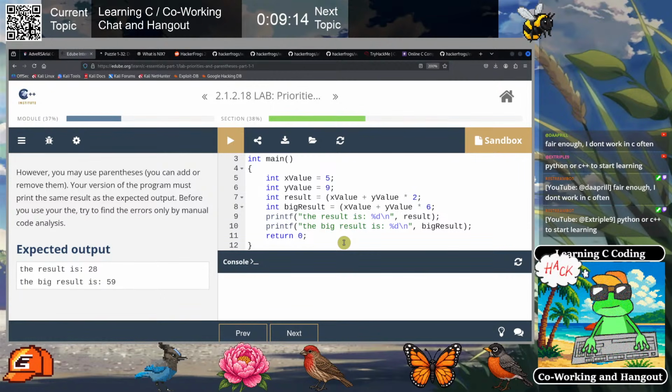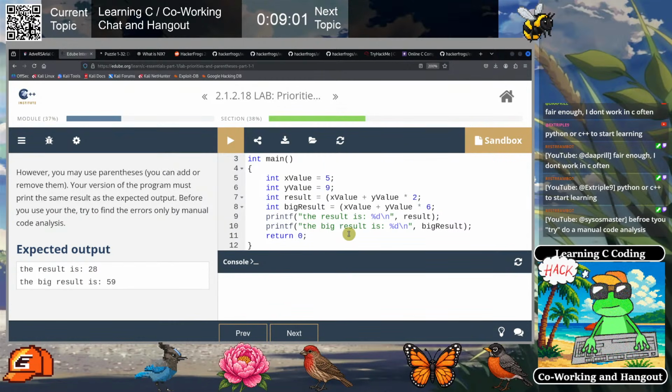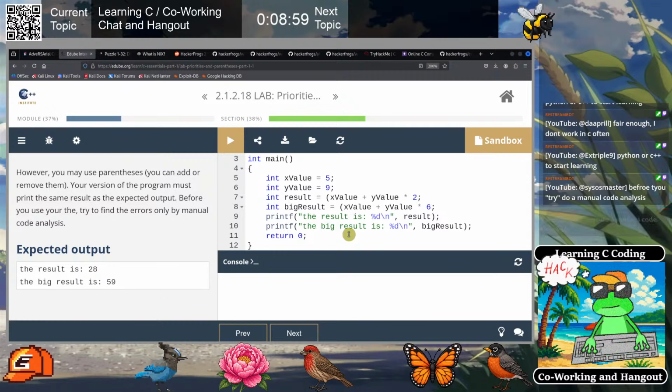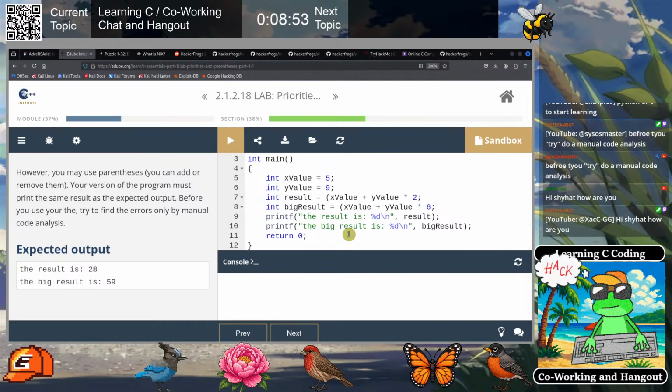X triple, hello, nice to see you here. Python or C++ to start learning? It really depends on where you want to be at the end of your journey. If you're going specifically into reverse engineering or binary exploitation, then C++ might be the better way to do it. But Python is also very valuable in those fields as well.